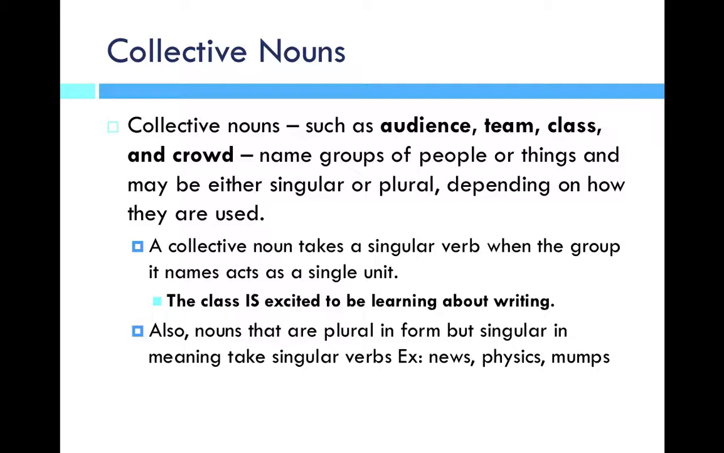Alright, now it's going to get a little bit more challenging. So now we're going to talk about collective nouns. Collective nouns are things that can either be singular or plural depending on how they're used. So for example, class is one unit. We have one class. But within that class, there are lots of people. So we kind of need to figure out how we're going to use it with the verb.